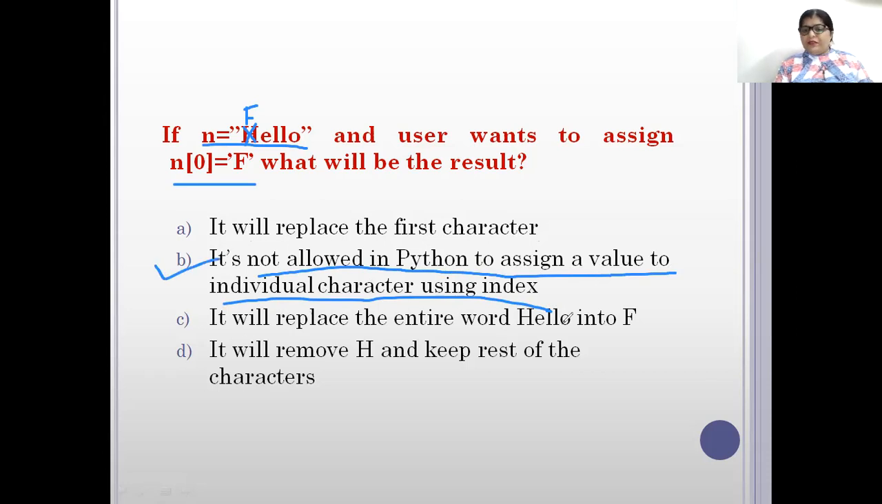It will replace the entire word hello with f? No, because the hint is that the first index does not convert the entire word, so this is wrong. It will remove h and keep the rest? Why would it remove? They are not talking about removing, so this is wrong. And it will replace the first character? It is not replaced because it can't be allowed to change the individual value. So the answer here is B only.